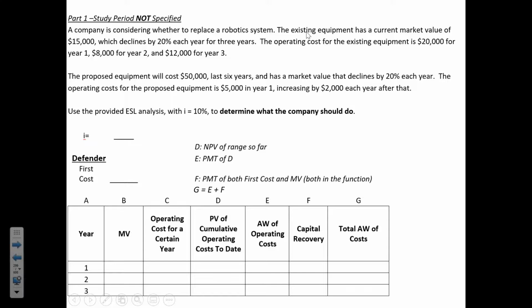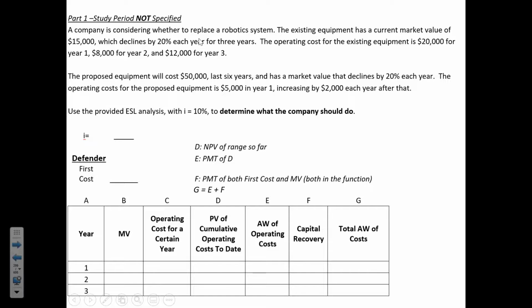All right, the existing equipment, our Defender, has a current market value of $15,000. Okay, so that means here in the first cost for the Defender, we'd put in minus $15,000, because if we keep our existing equipment, we're losing the opportunity to sell it. So that's a cost, which declines by 20% each year for 3 years.